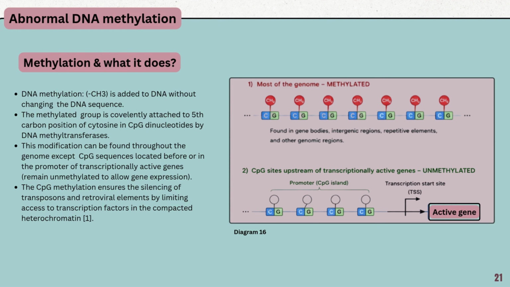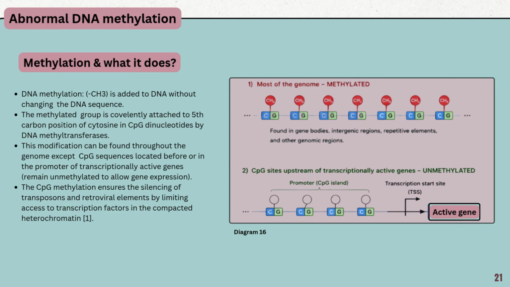Then we have transposons or jumping genes, which can move around the genome and cause mutation. Methylation keeps these regions silent and protects genome stability. However, promoters of active genes remain unmethylated, allowing transcription factors to bind and genes to be expressed.